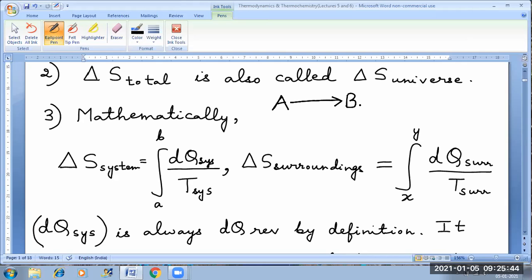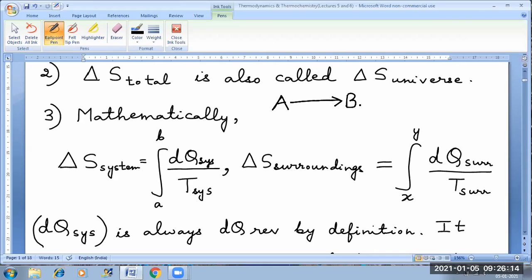I repeat, whatever may be the process, maybe the process is reversible, the process may be irreversible. I'm talking about the actual process. Let's say I'm carrying out a process wherein the system is undergoing a change in its state from A to B. Now that process may be anything. It may be irreversible, reversible, isochoric, isobaric, or isothermal. It could be any type of process that I'm carrying out.